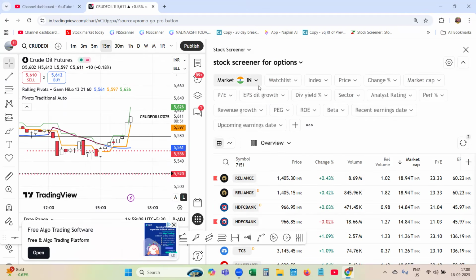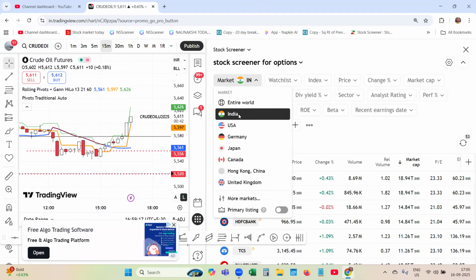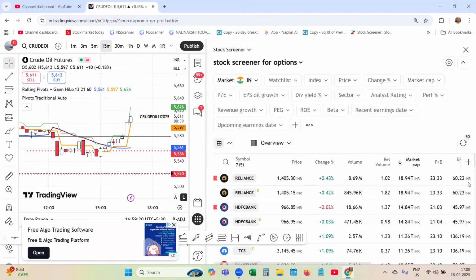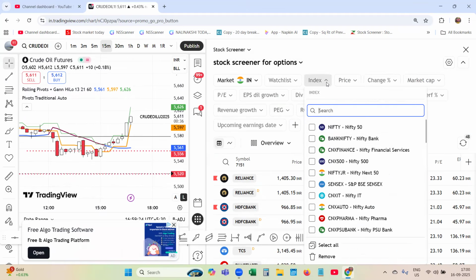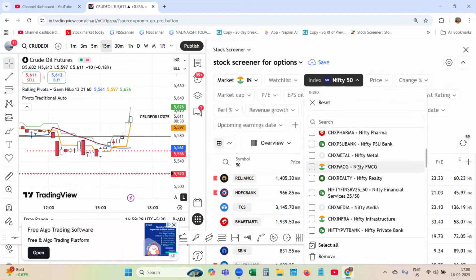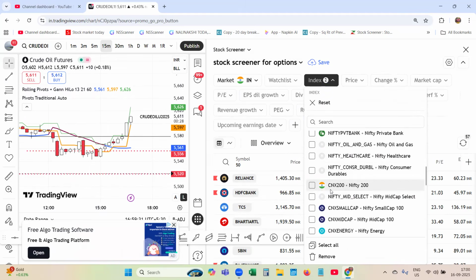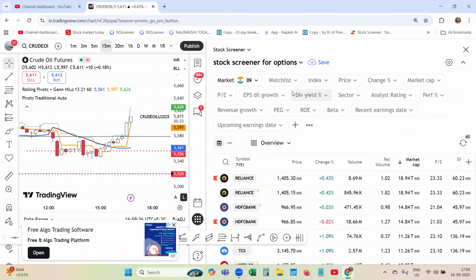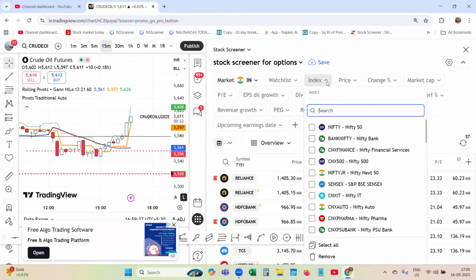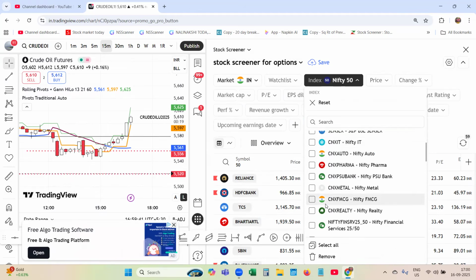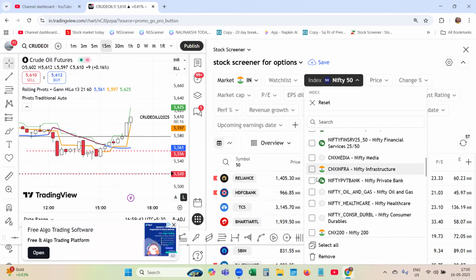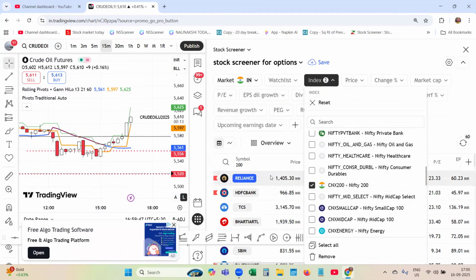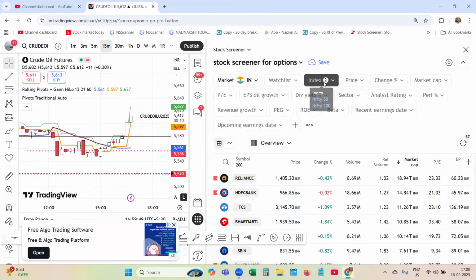So I'll teach you how to do the stock screener. First, in this section, you need to drop down and select India. Then you have to go to index. I'm selecting only Nifty 50 as well as Nifty 200. I have selected two indices, Nifty 50 and Nifty 200.